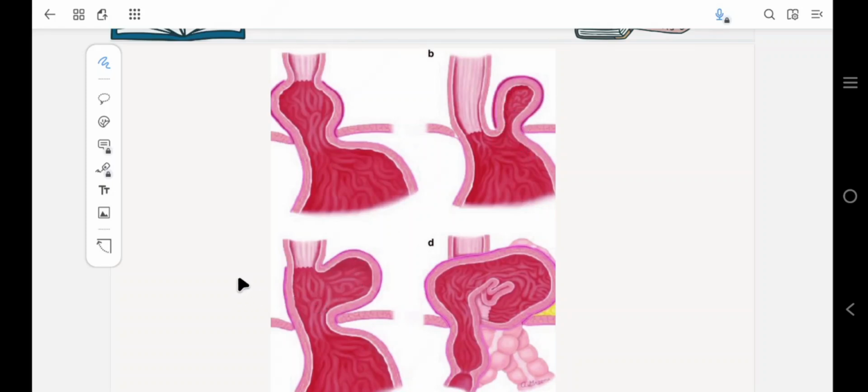The third picture is type 3 hiatus hernia. Here you can see the esophagogastric junction has migrated upwards. At the same time, stomach has also herniated. Last one is type 4 hiatus hernia. Here the abdominal viscera has migrated upwards other than the stomach.